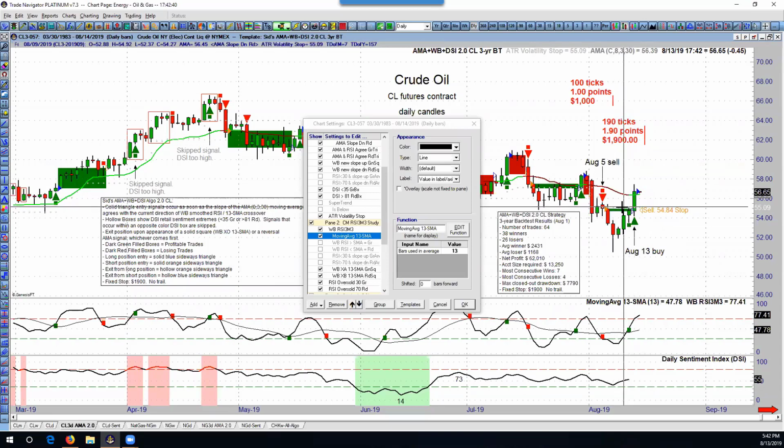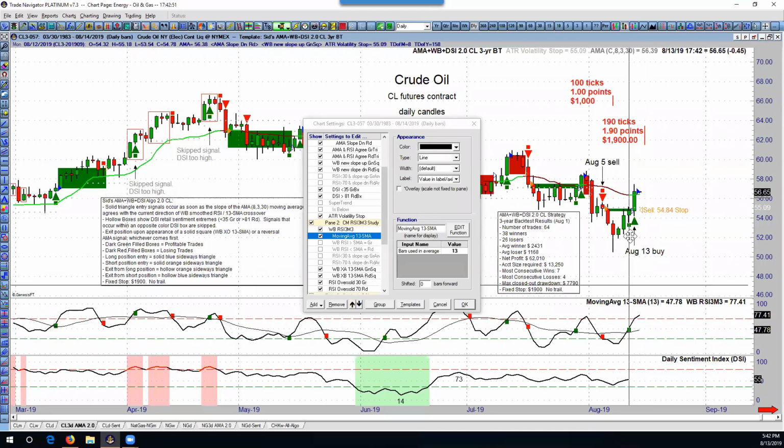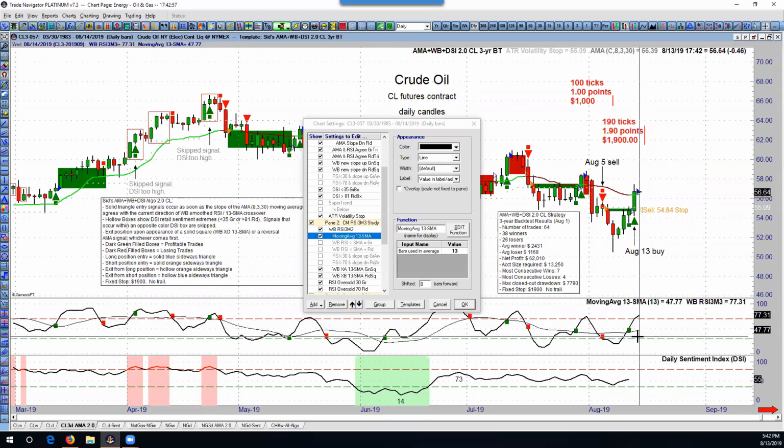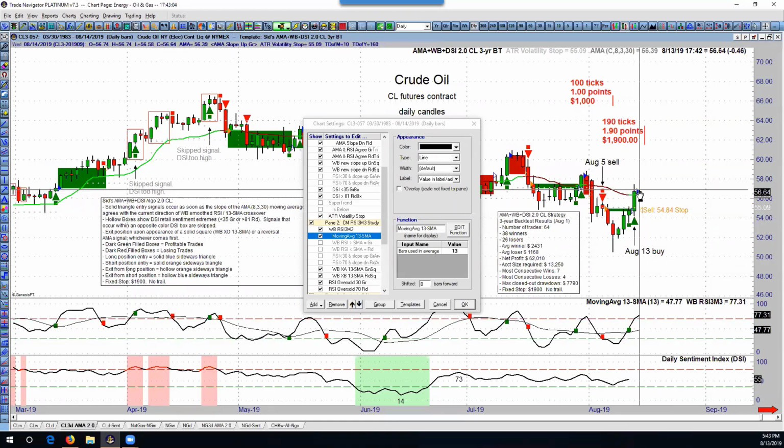It has to be sloping to the upside. In other words, it has to close above what it closed the day before in order for it to be green. And so it usually is a little slower than the Walter Bressert, so the Walter Bressert almost always crosses over first. Then as soon as you get some upslope to the adaptive moving average, you have those two in agreement, and that's where you get your buy signal.